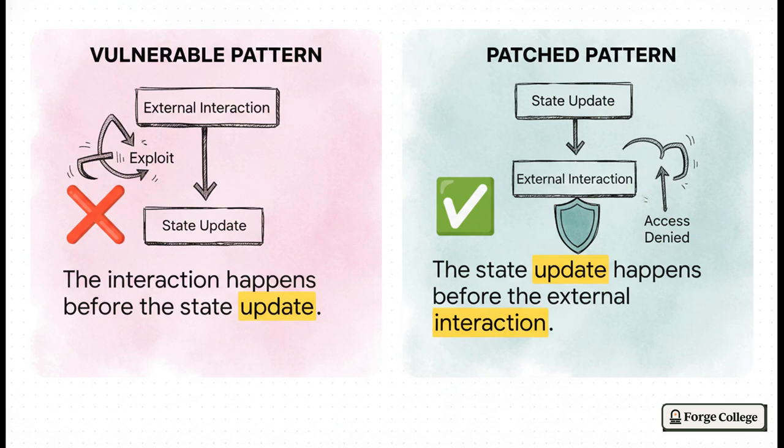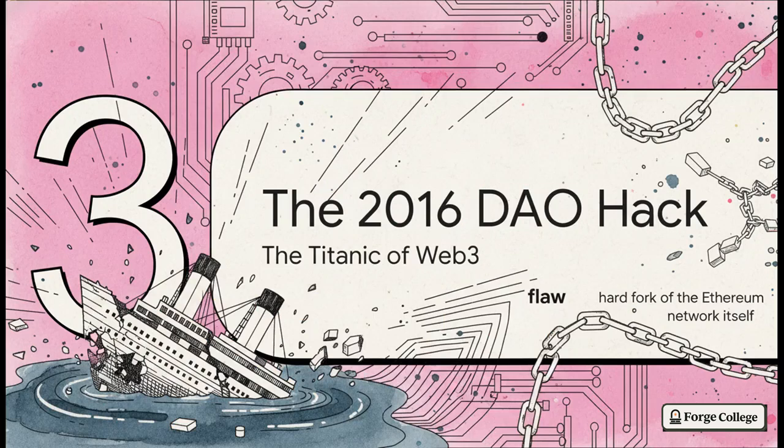The required check fails. Access denied. It's elegantly simple, yet totally devastating if you reverse the order. Which brings us to part 3, the 2016 DAO hack, the Titanic of Web3.